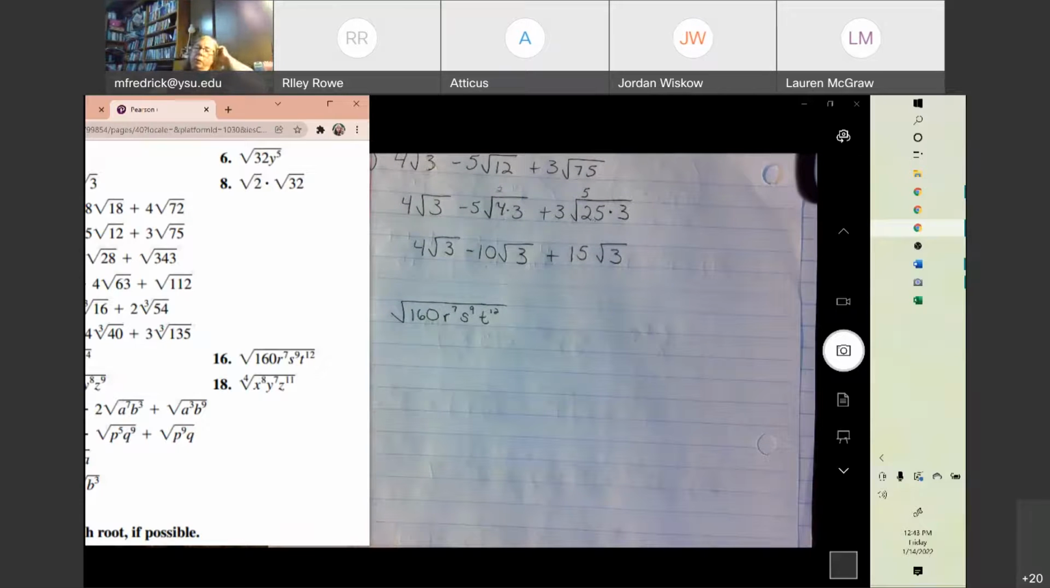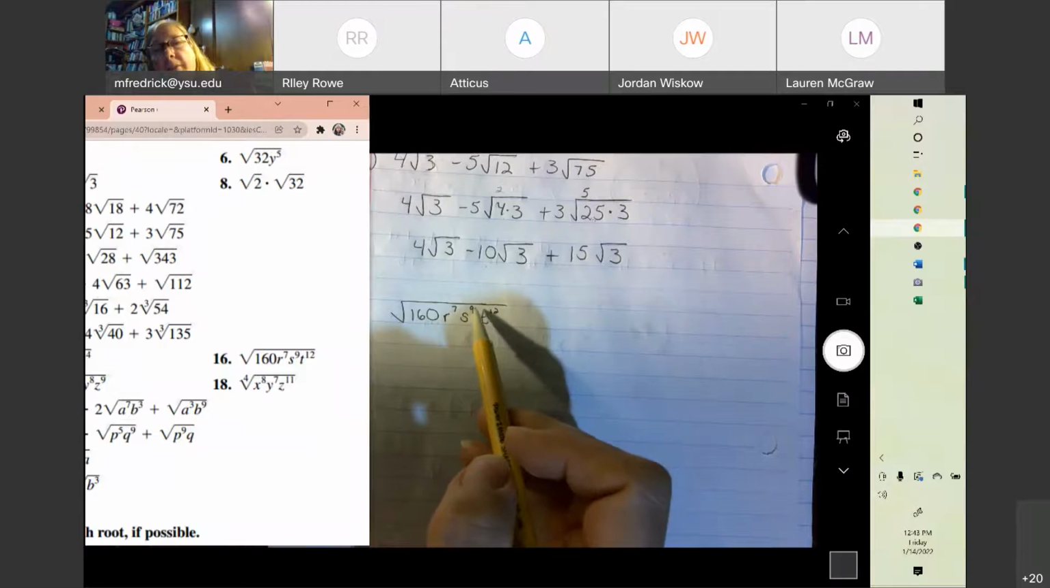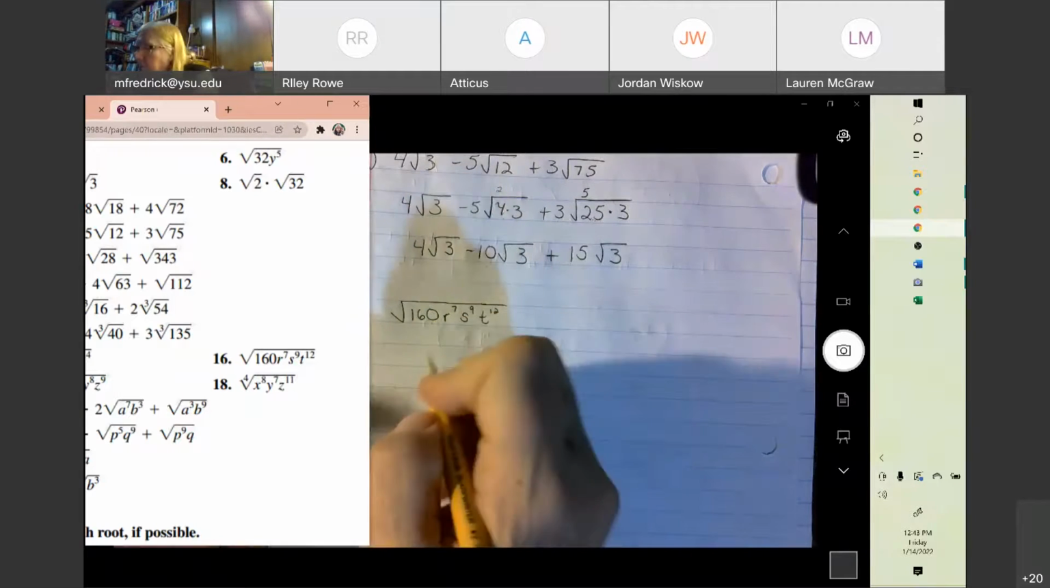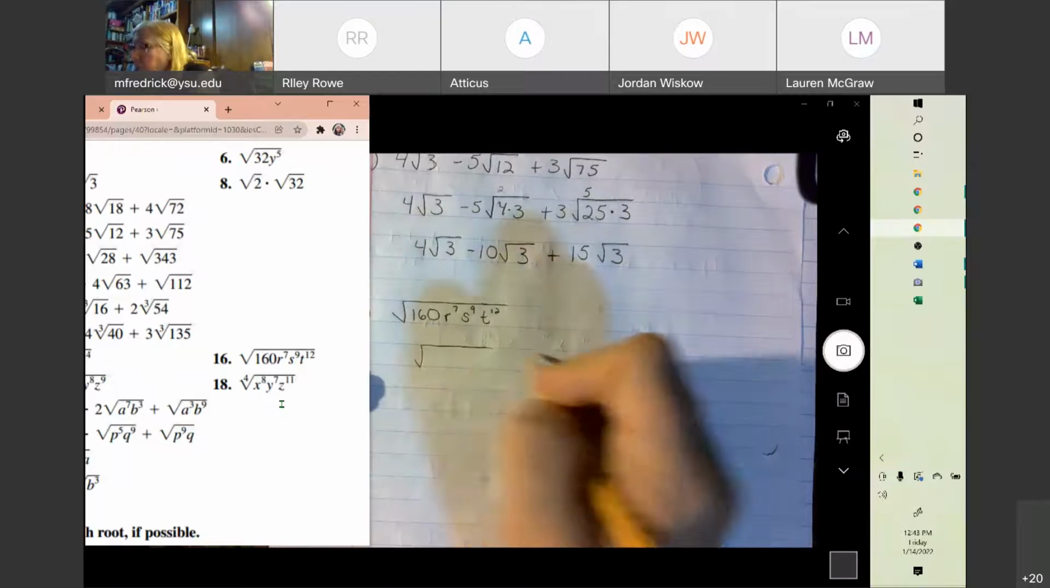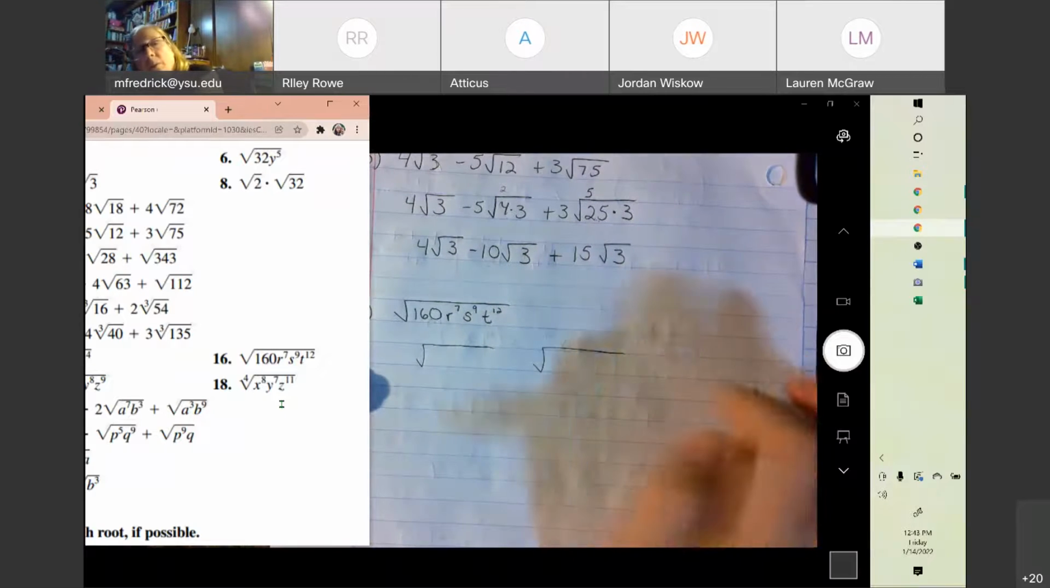Okay. When you're simplifying a radical with variables, you need to be able to divide by whatever the root is. So this is a square root. We need to be able to divide these by 2. So first, looking at the number, I always break it into 2 parts: one that will simplify and one that won't.